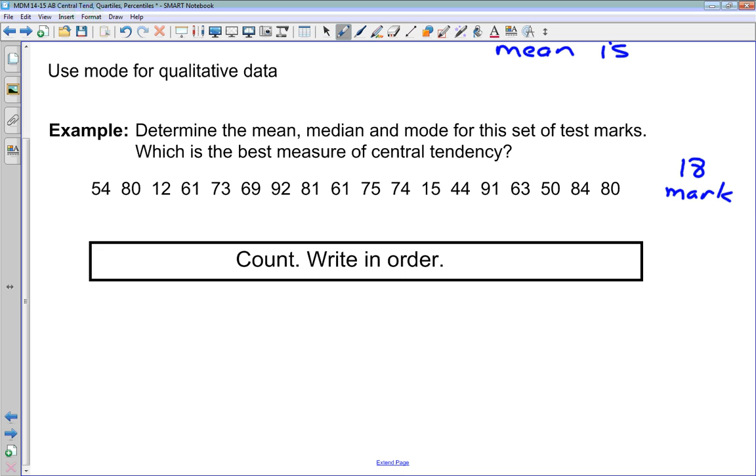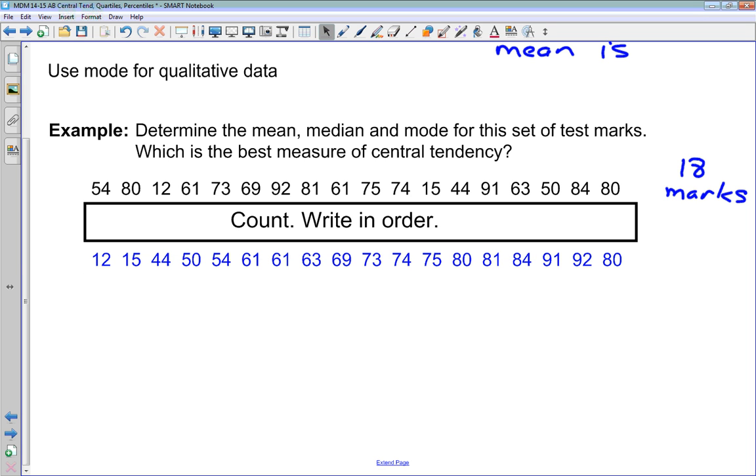Okay. And we can just go ahead and write them in order. That's fast. Okay. So we'll do an example later on where I actually show you some tricks about writing these things in order. But basically, you just want to cross them off the list as you go from smallest to largest. And then at the end, you're going to double check and make sure you've actually got 18 marks in your revised list here.